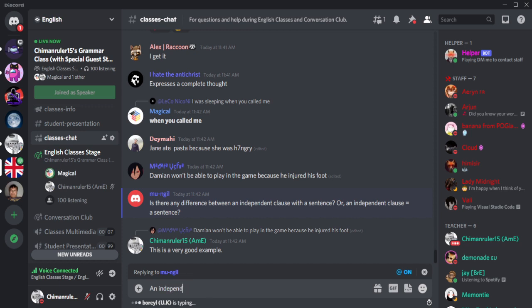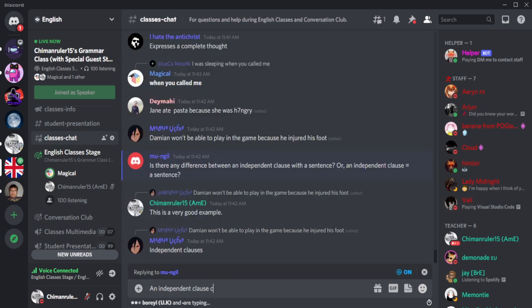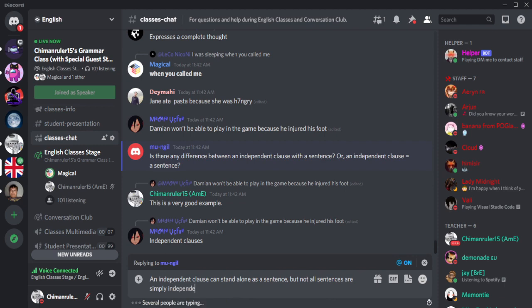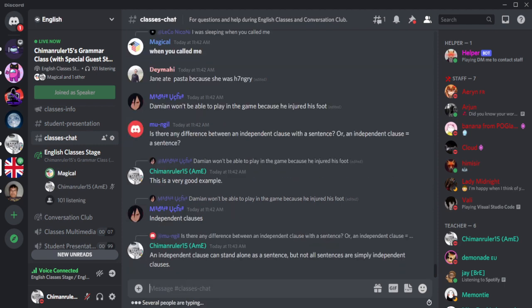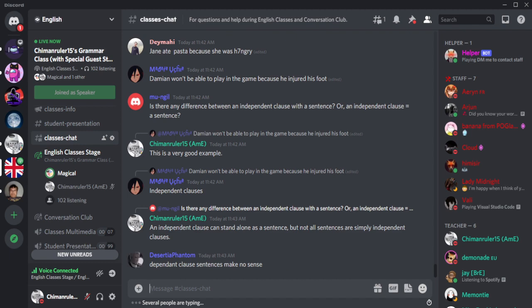So basically, dependent clauses, as you can see from the example, need something else for them to be understandable. Like when you called me, what you did, how I said that. These are all dependent clauses, and they have a subject and a verb, but they're not a sentence because they do not convey a full meaning and full thought.